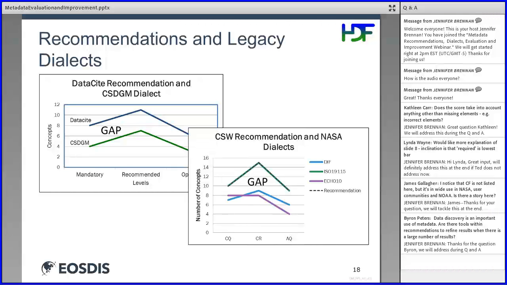In the NASA case, of course, we have the same thing. In this case, we have ECHO and DIF. Again, two classic dialects that have been around for quite a while. And also ISO, which is a newer dialect. And in this case, we are looking at the catalog services for the web recommendation. And for DIF and ECHO, the catalog services for the web is this dashed line that actually you can't see, because it just so happens that the ISO dialect is not missing any concepts from CSW. DIF and ECHO are missing a few concepts. And this is core queryables, core returnables, and additional queryables.